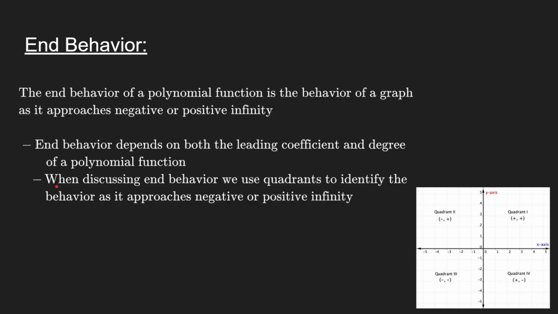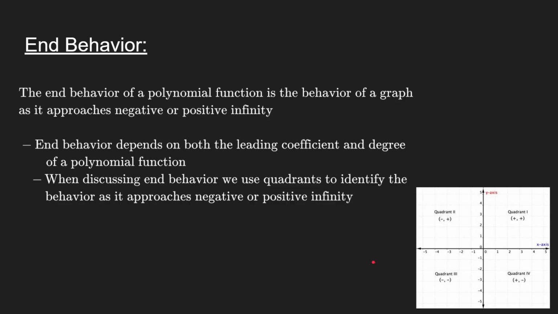So the last point here says, when discussing end behavior, we use quadrants to identify the behavior as it approaches negative or positive infinity. So this is what I'm talking about, the quadrant system. This top right half is quadrant 1, and then it goes to quadrant 2 on the top left here, and the bottom left here, quadrant 3 and quadrant 4. So you can remember it as counterclockwise, I believe. You start off at quadrant 1, you go to quadrant 2, quadrant 3, and quadrant 4 over here.